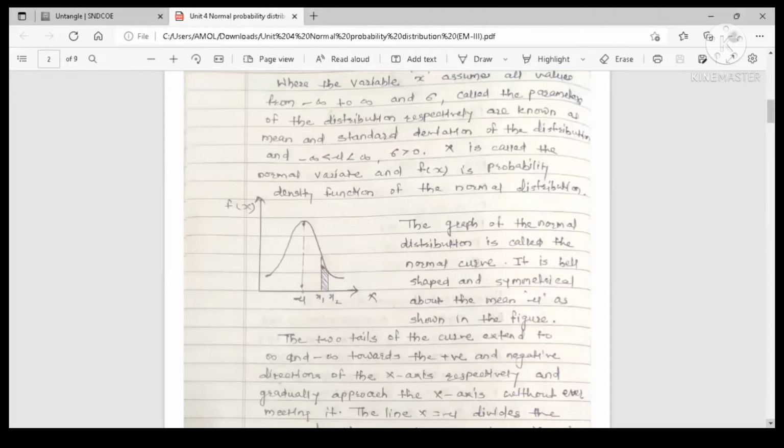See the graph. The graph of the normal distribution is called the normal curve. This is the normal curve. It is bell-shaped and it is symmetrical about the mean mu, as shown in this figure.